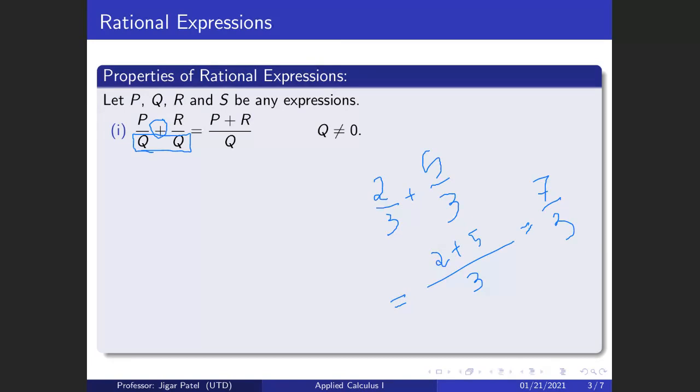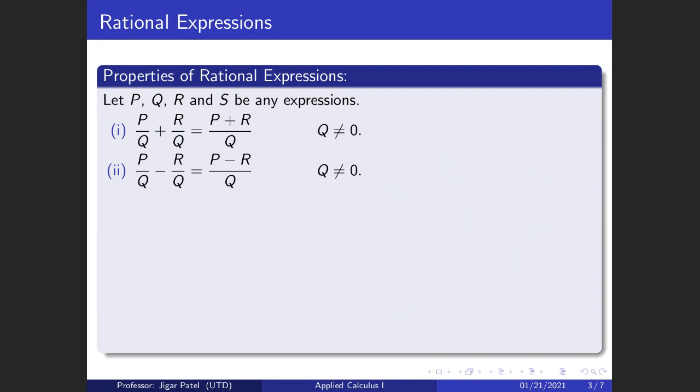The question is, can we do this with the polynomials too? If you have two rational expressions involving polynomials with the same denominator, can we just add the polynomials in the top to simplify it? Answer is yes, we can do this. All right. So fairly simple deal here. What about subtraction? Well, if you have P over Q minus R over Q, two rational expressions sharing the same denominator, all you have to do is subtract the expression sitting in the numerator, and write Q as a denominator.